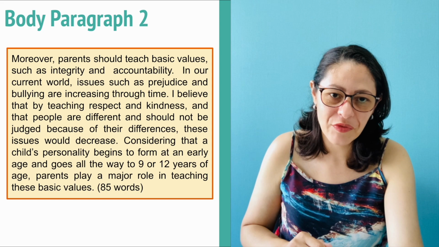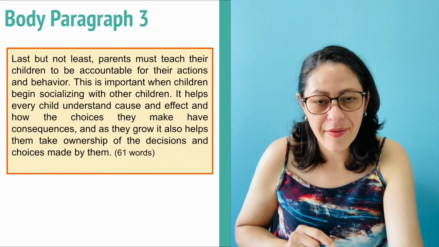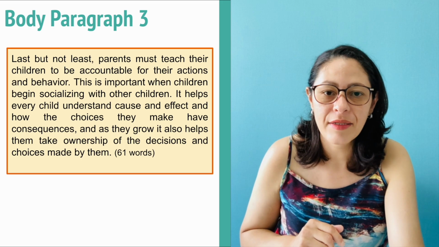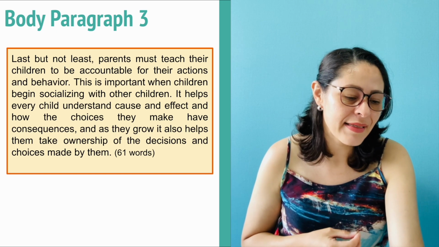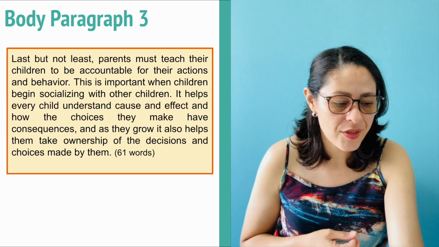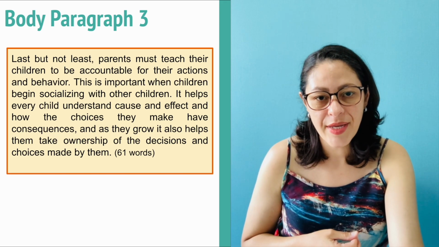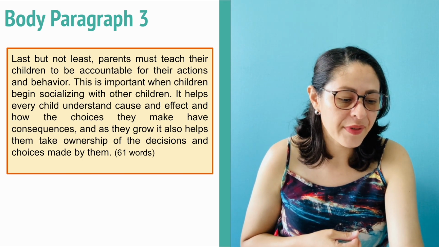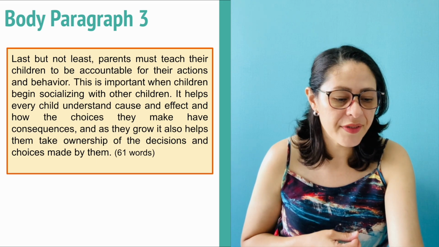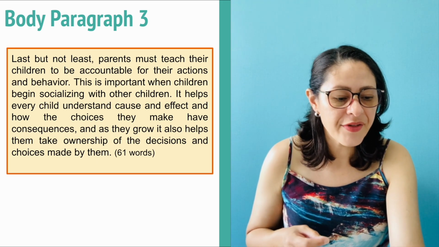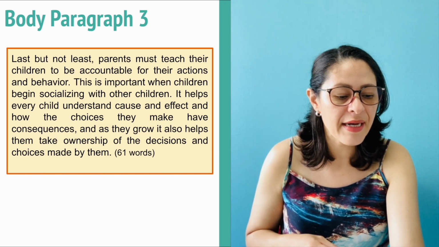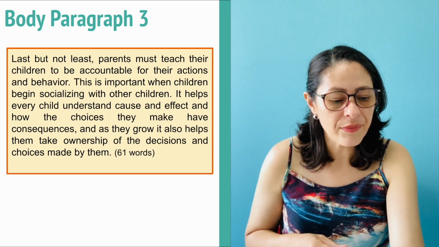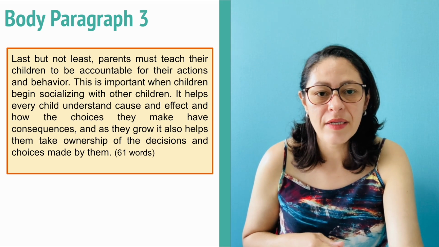Well, let's move on. My third body paragraph, again, a linking word, last but not least. We could also start with finally. Last but not least, parents must teach their children to be accountable for their actions and behavior. This is important when children begin socializing with other children. It helps every child understand cause and effect and how the choices they make have consequences as they grow. It also helps them take ownership of the decision and choices made by them.